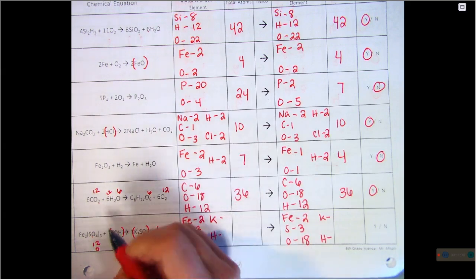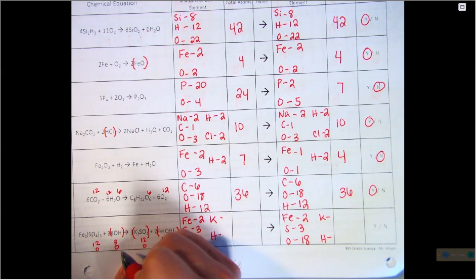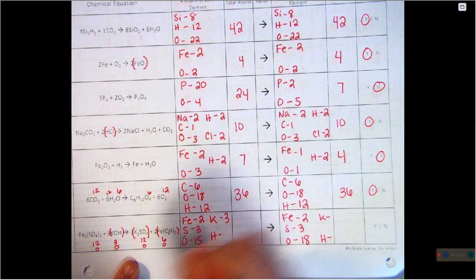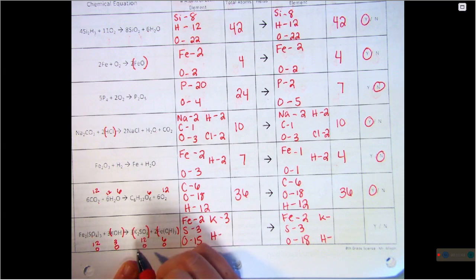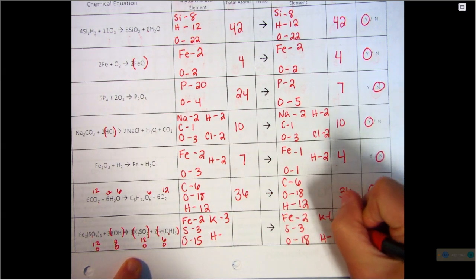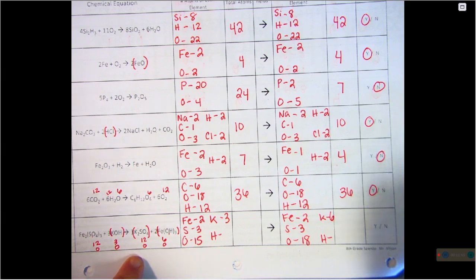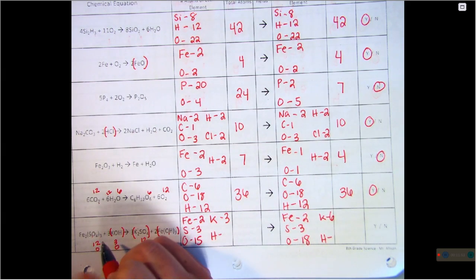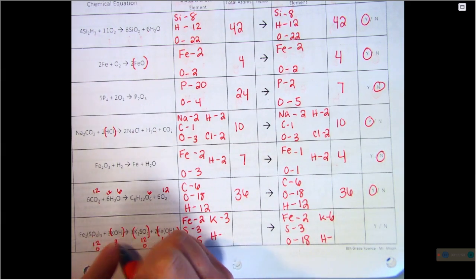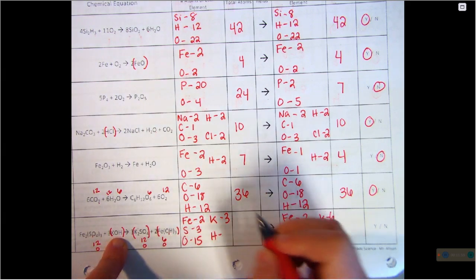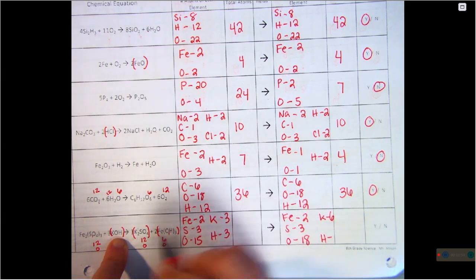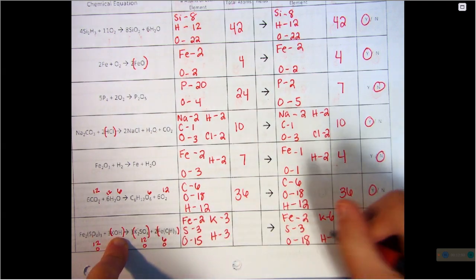All right, potassium. Right here I see 3 potassiums. That's all I see. Right, 3 potassium. Over here I see 3 times 2 is 6 potassiums. Okay, hydrogen, last thing. I don't see any here. I have 3 hydrogens on this side, just 3. Over here, I see I have 3 hydrogens times 2 is 6.